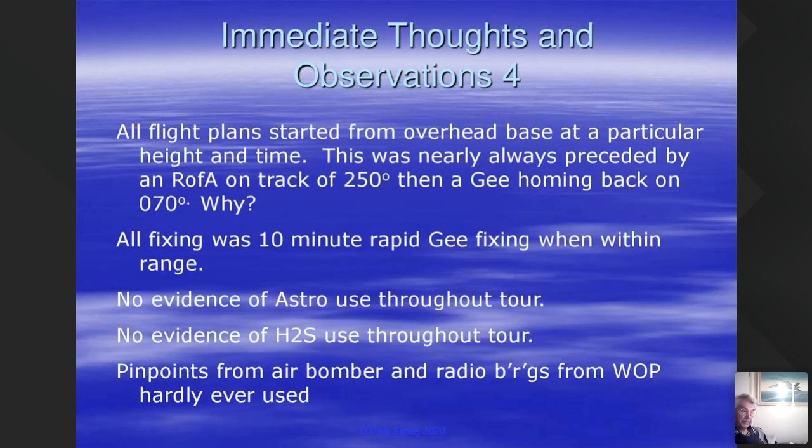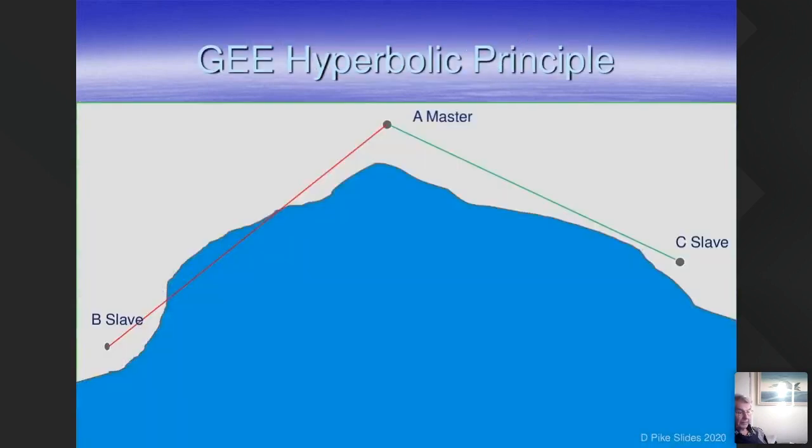Also used were pinpoints from the air bomber, otherwise known as the bomb aimer, and radio bearings from the wireless operator. But they didn't appear to be used very often. But G was used a lot, so we ought to talk about it. It was a hyperbolic navigation aid, and it worked around about 20 megacycles, a bit above that, VHF.